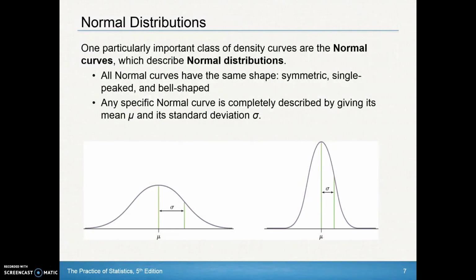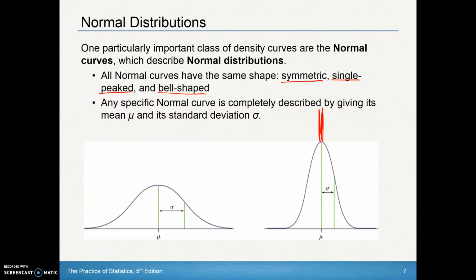So one of the most important and most widely used density curves is the normal curve, okay? Which describes normal distributions. And normal distributions are symmetric. They're single peaked, so they're unimodal. And then they're bell-shaped. When you look at this kind of curve, we call it bell-shaped because you think of this as a bell. If you've got a bell, the little ringer would be inside here, and you'd go back and forth.